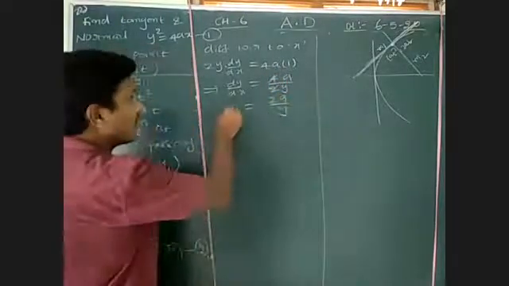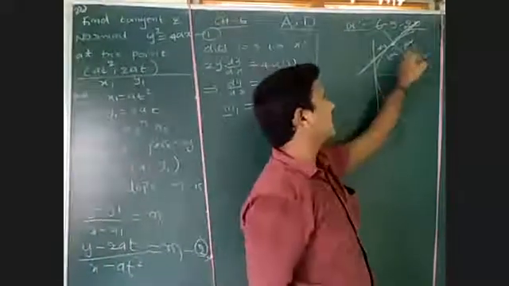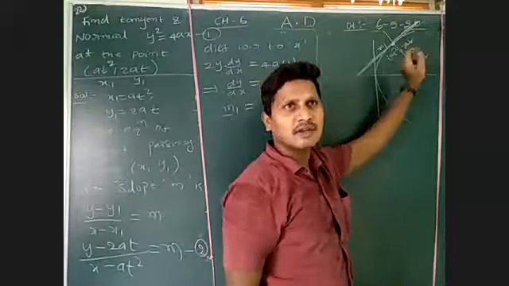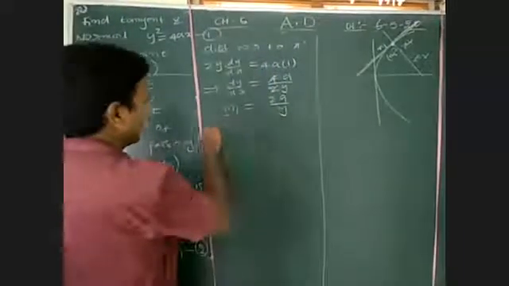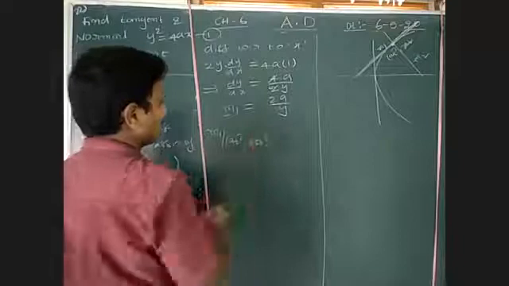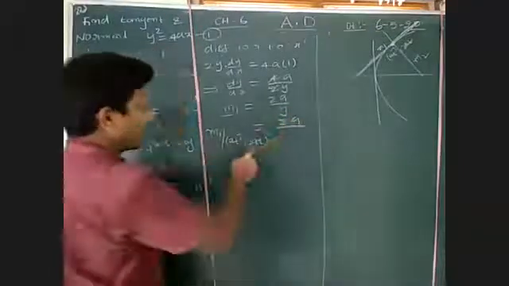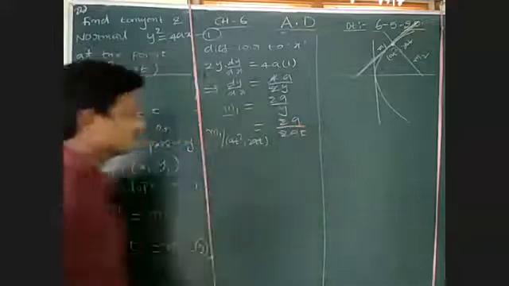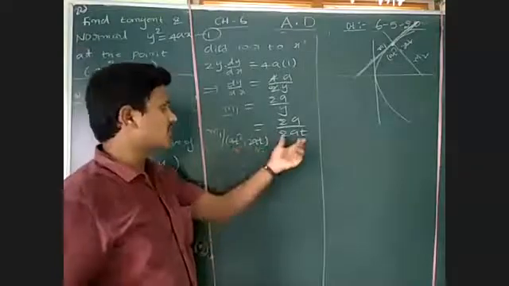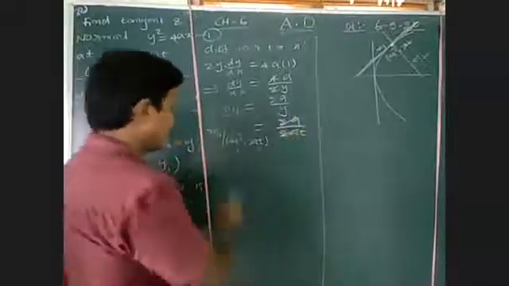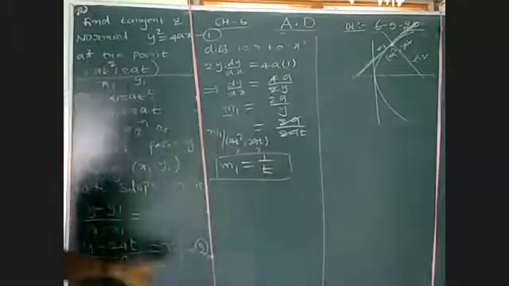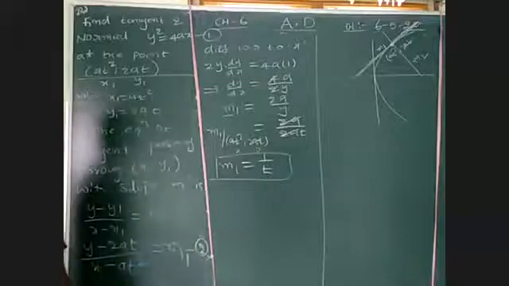But we need to find m1 where? At the given point. At the given point we can find the slope. What is the given point here? x1, y1, right? So m1 at (at square, 2at) is equal to 2a by y value, which is 2at. Is it clear? So this is x, this is y, right? Substitute the y value, 2a, 2a get cancelled. Finally we get m1 is equal to 1 by t. See, we got the m1 value. Just substitute here, we get the tangent equation. That's it.